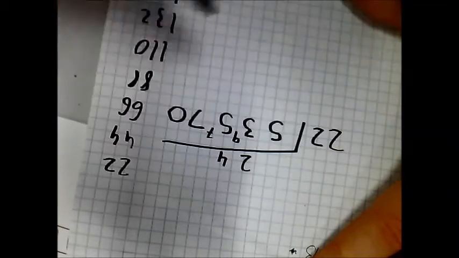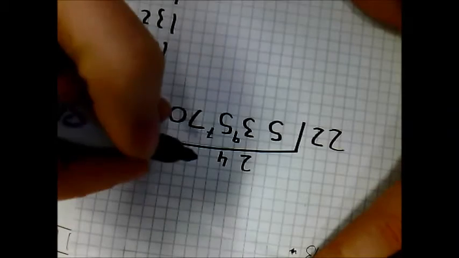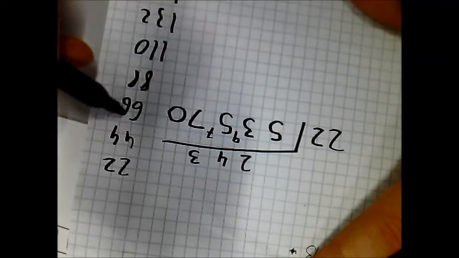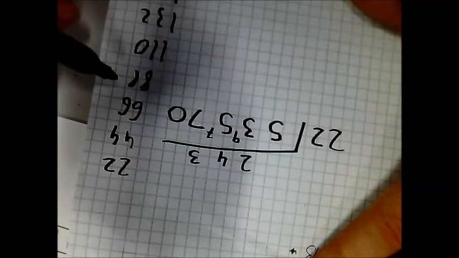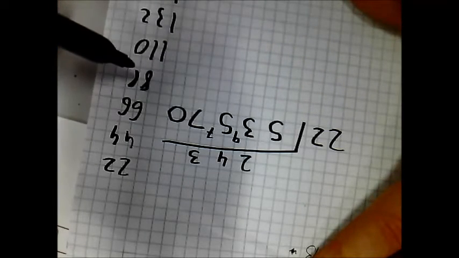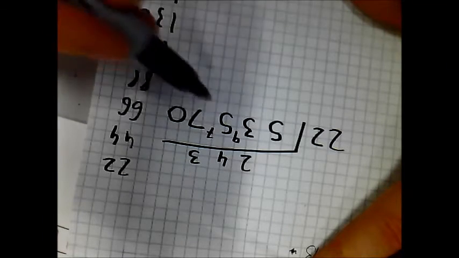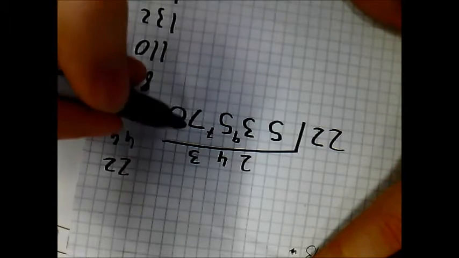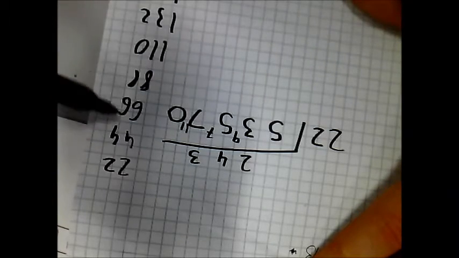And then 22s into 77 goes 1, 2, 3 times. And then I'm 4 away to go from 66 to 77, so we'll need to add 1 to get to the 7, and another 10 to get to the 77. So that's going to be 110. And then 22s into 110 goes 1, 2, 3, 4, 5 times.